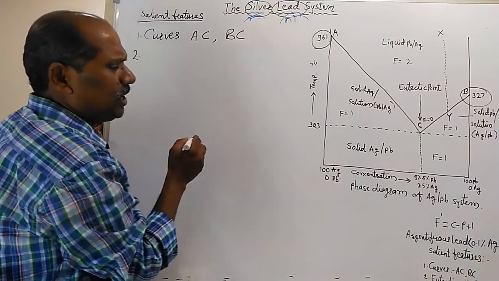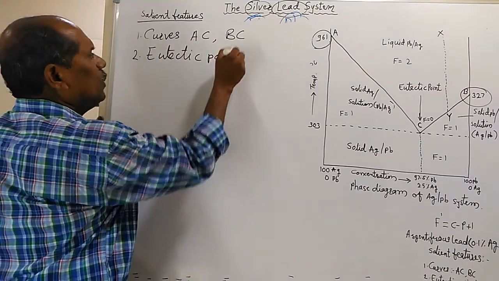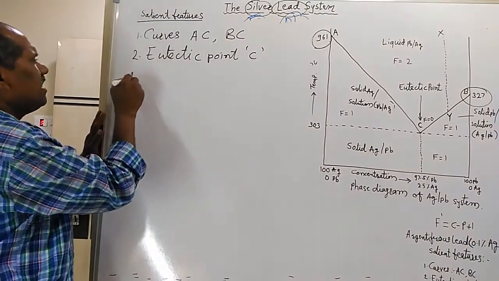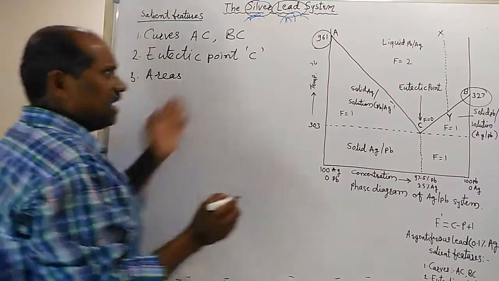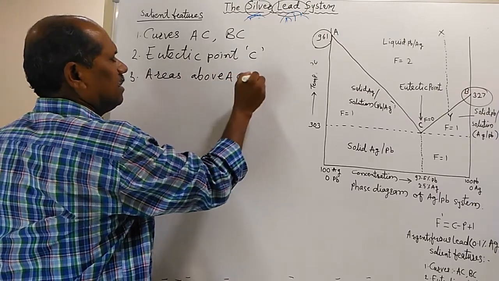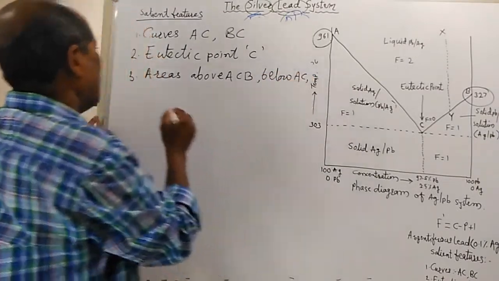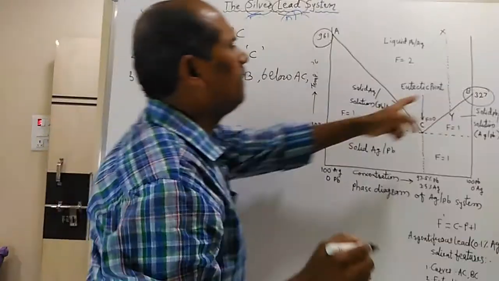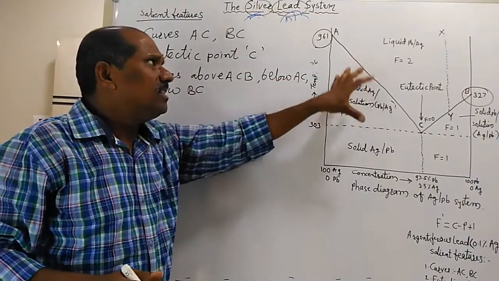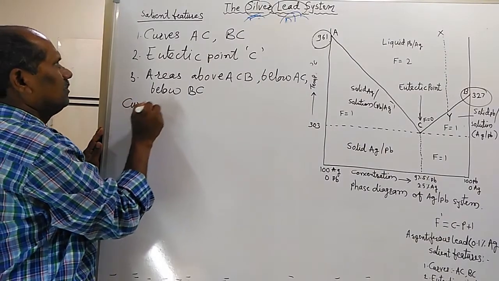Then the eutectic point. This is a point C. That point is called the eutectic point. And then the areas: the area above ACB, below AC, and below BC. These are the salient features of the phase diagram of the silver lead system. Now we have to start to study one by one. Curve AC.